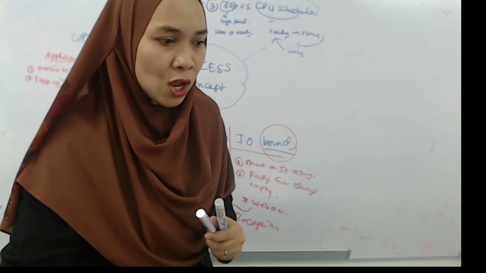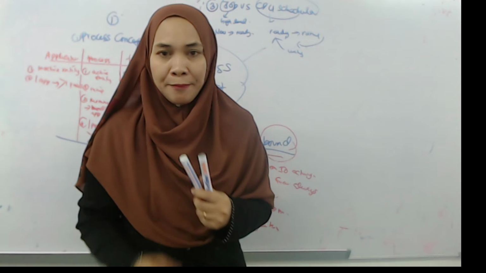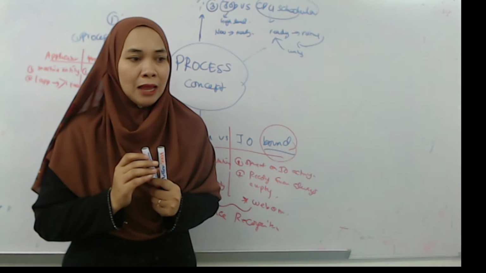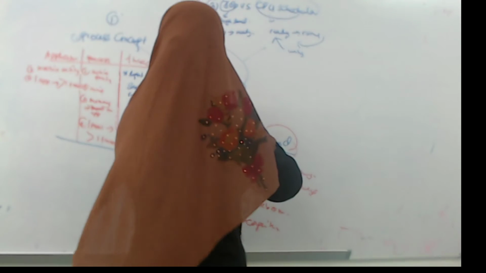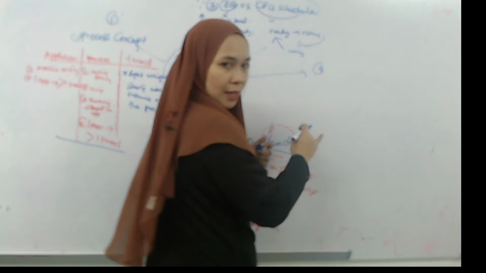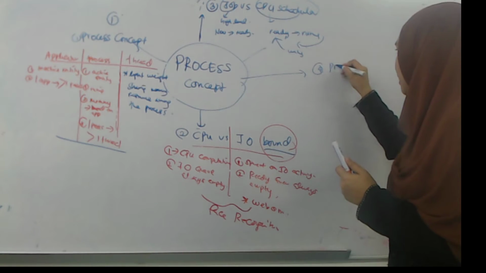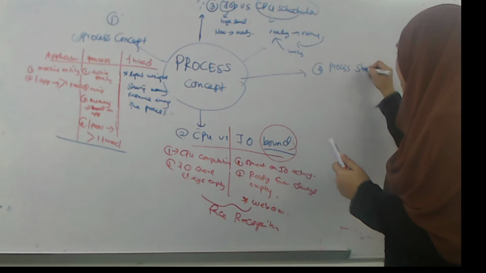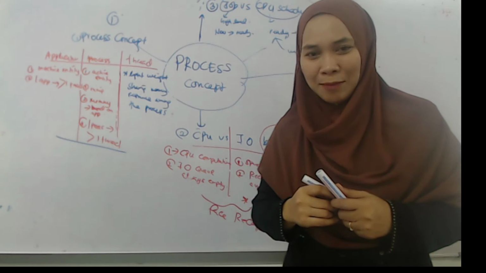Okay, next we will look at the process concept. Here we will look at another thing in the process concept, which we call process state. And number 4. Can you see? Okay, here, we have process state.